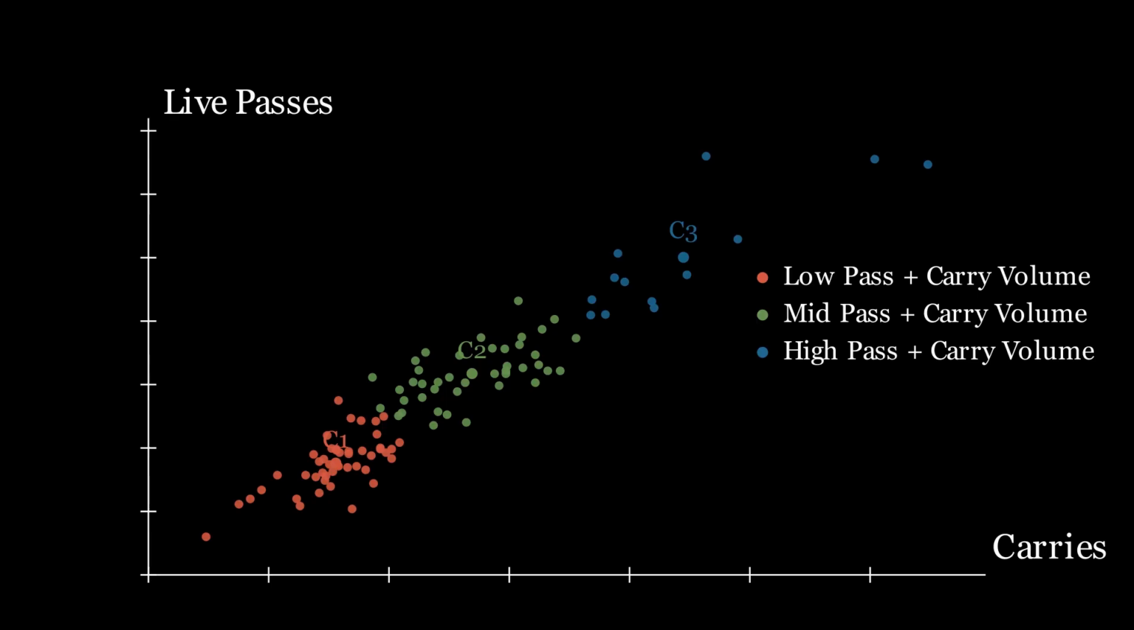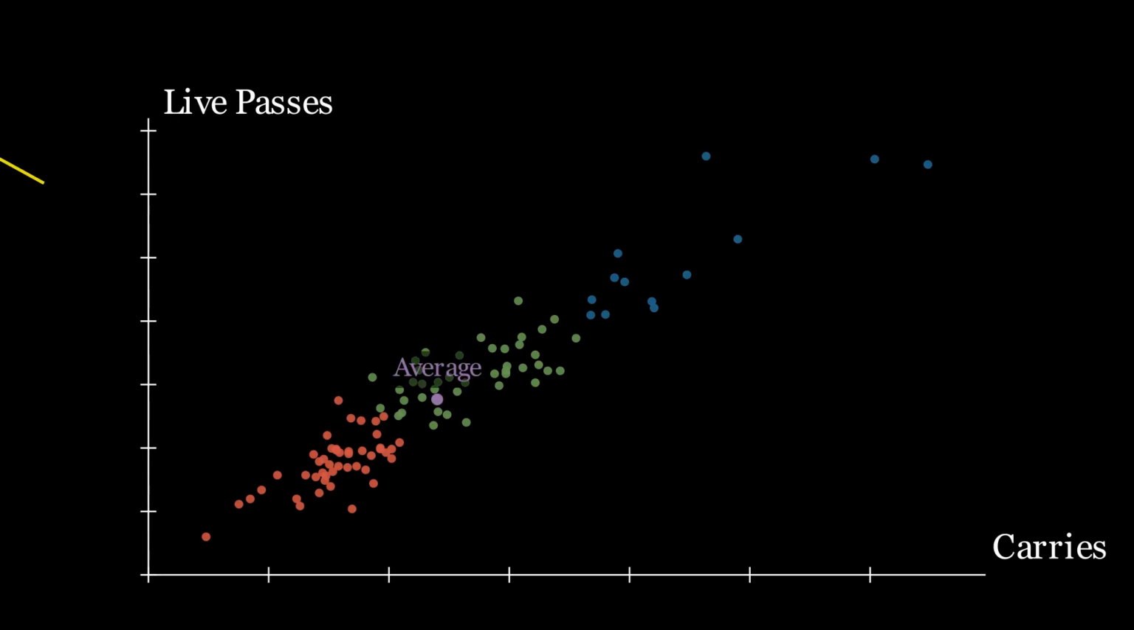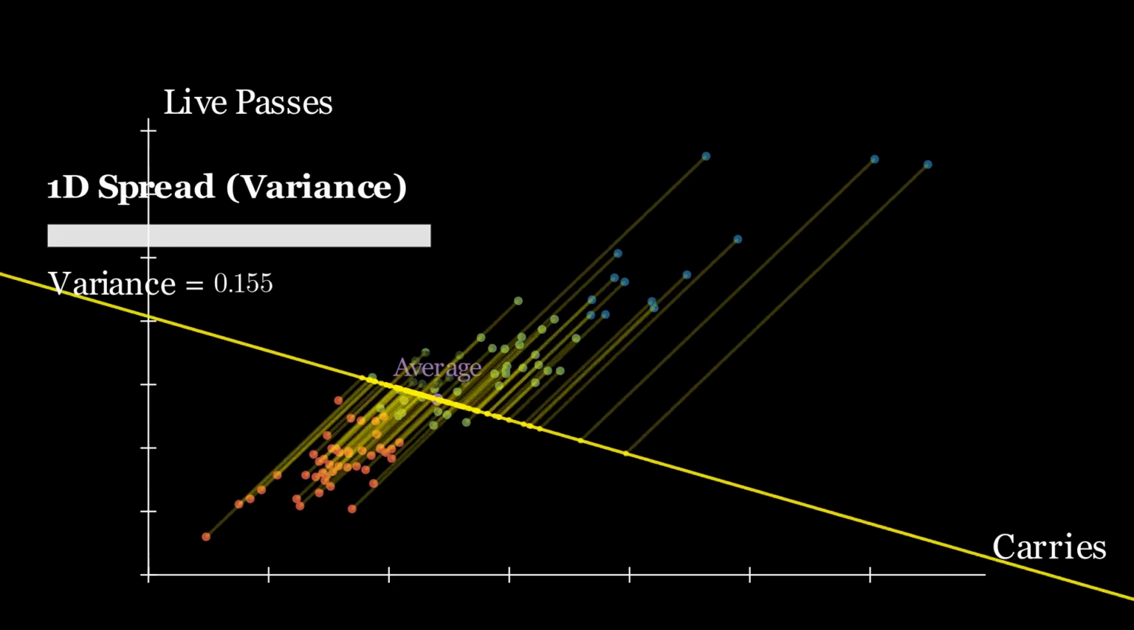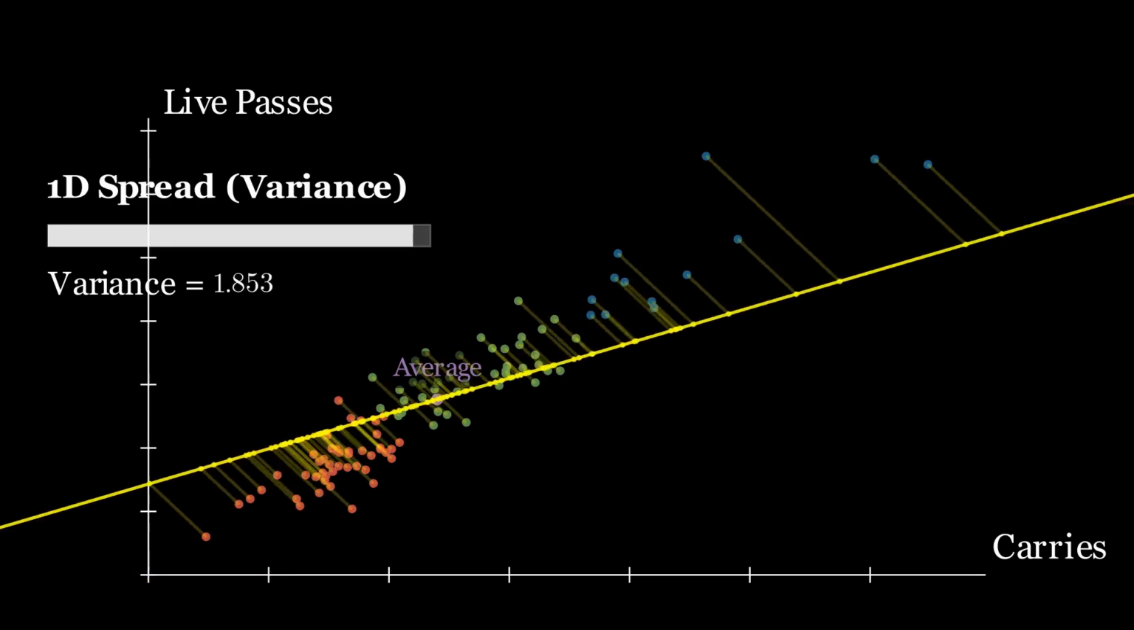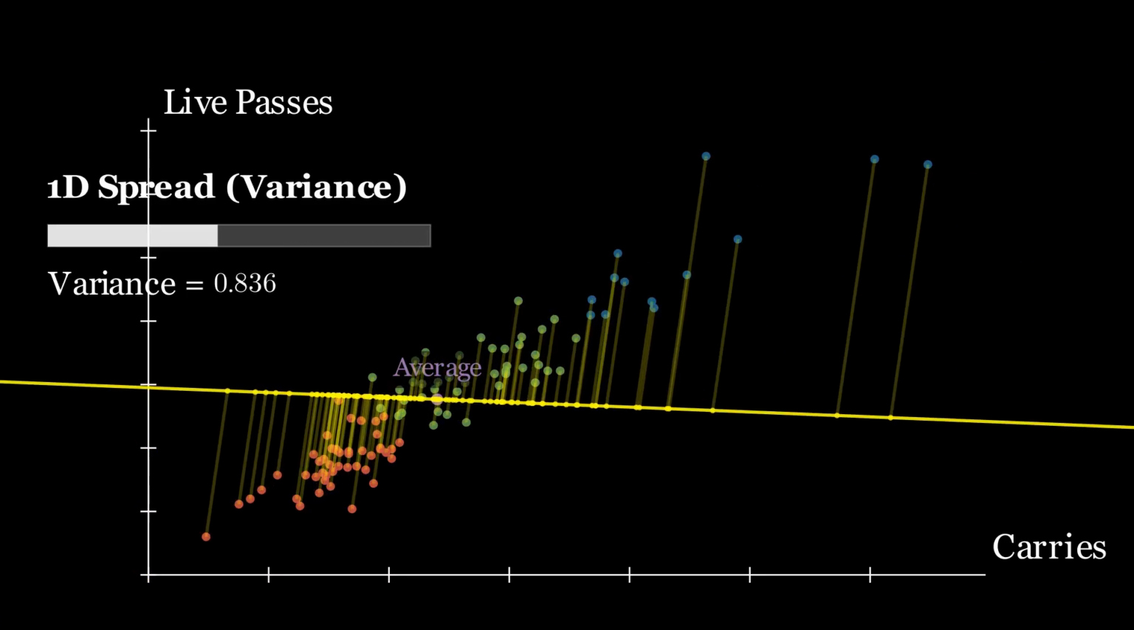A principal component is really just a direction through the data, and we choose the best direction by asking which line captures the most spread when we project the points onto it. As we rotate the line, watch the spread change. Those little yellow segments are the projections, each point dropping onto the closest point on the line. The direction where the projected points are most spread out, that's PC1.